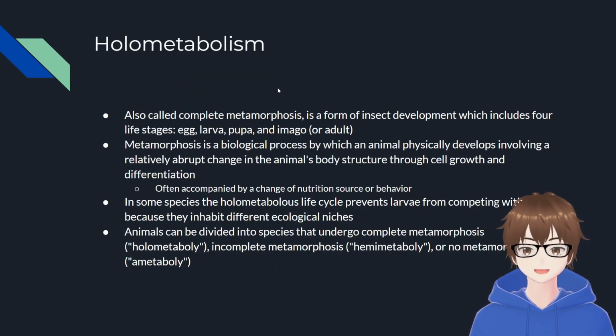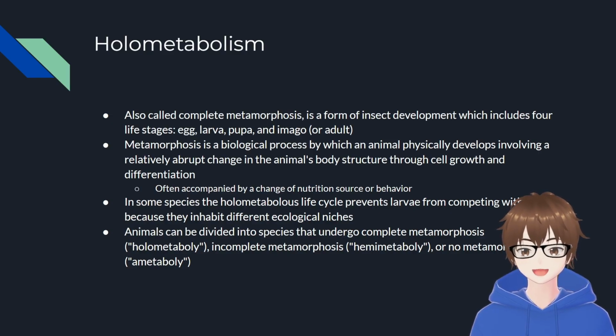So after the caterpillar has eaten all it can and gotten really big, it'll go through holometabolism, which is also called complete metamorphosis, and it is a form of insect development with four life stages: egg, larva, pupa, and then adult. Metamorphosis is a biological process in which an animal physically develops, involving a relatively abrupt change to the animal's body structure through cell growth and differentiation, often accompanied by a change in nutritional source or behavior.